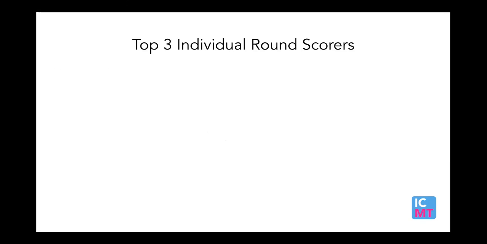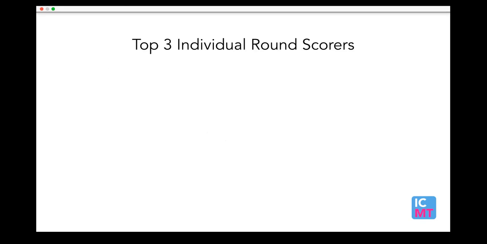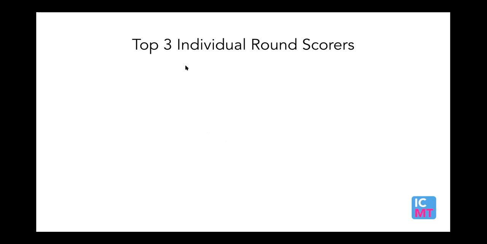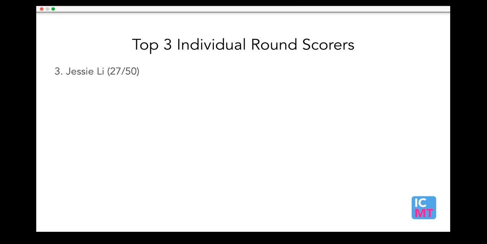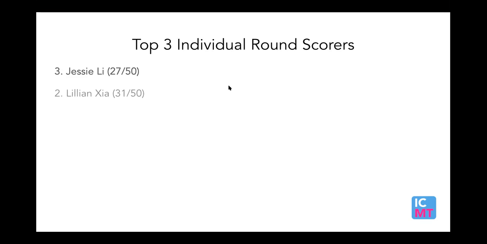I will move on to the individual round scores now. In third place, we had Jessie Lee with a score of 27 out of 50. In second place is Lillian with 31 out of 50. And the first place individual score was Catherine with a score of 42 out of 50.